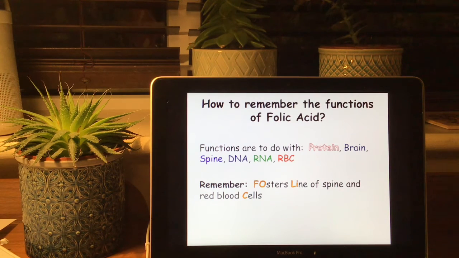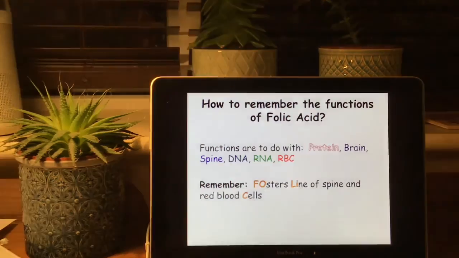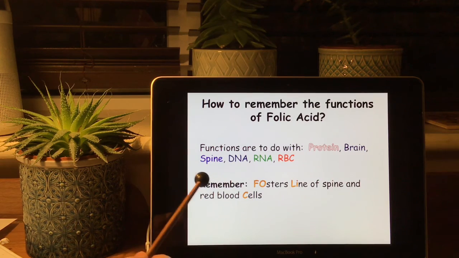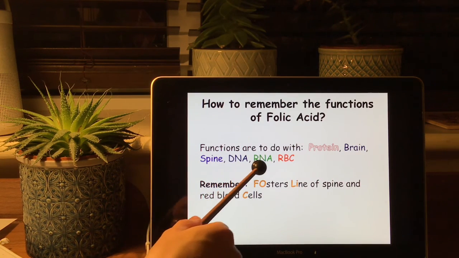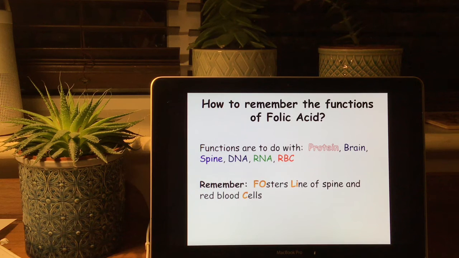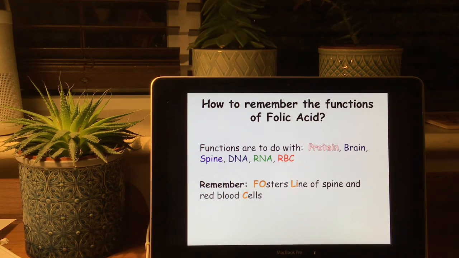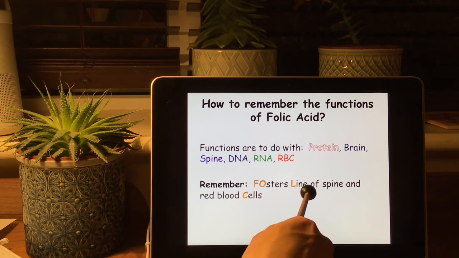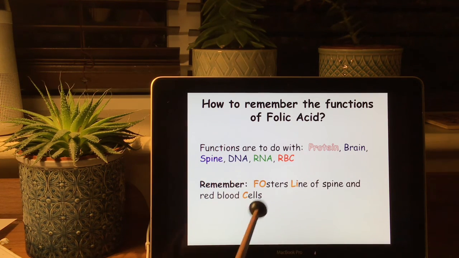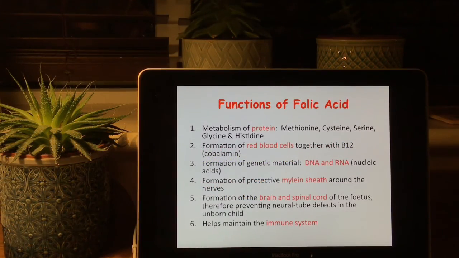So how are you going to remember the functions of folic acid? Before we go into the functions, just remember that the functions are mainly to do with protein. The brain development, the spine development, DNA, RNA, and RBC, which means red blood cells. So this is how I remember it. If you think of fosters a line of spine and red blood cells, we have the spelling of folate. If you think of the spine being like a line and cells, C for cells. Okay, so for the functions of folic acid, you need to remember that nearly all of the functions relate in some way to protein.